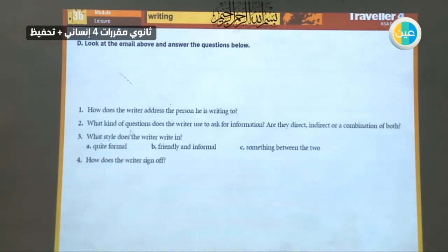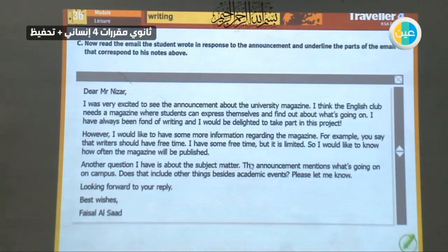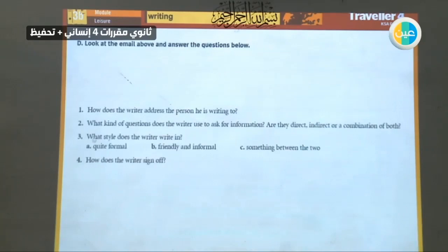Then question number 2, what kind of questions does the writer use to ask for information? We have types or kinds of question. We have direct and indirect, or both, a combination of these two. Let's have a look. For example, we have this question, does that include other things besides academic events? Is this direct or indirect? Actually, this is direct. Okay, let's look for indirect. So I would like to know how often the magazine will be published. We don't have a question mark here, but it seems to be an indirect question. So to answer this question, what kind of questions did the writer use to ask for information? Actually, he used a combination of both.